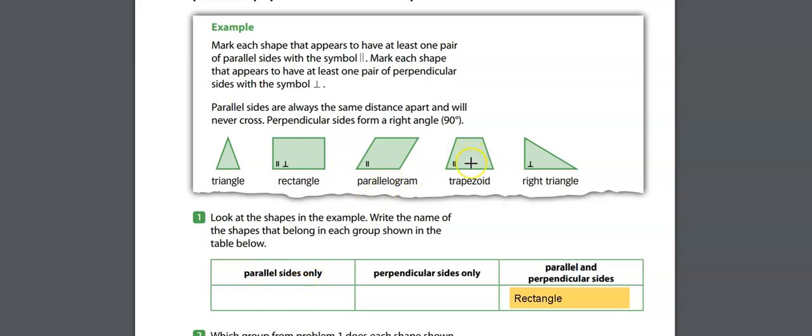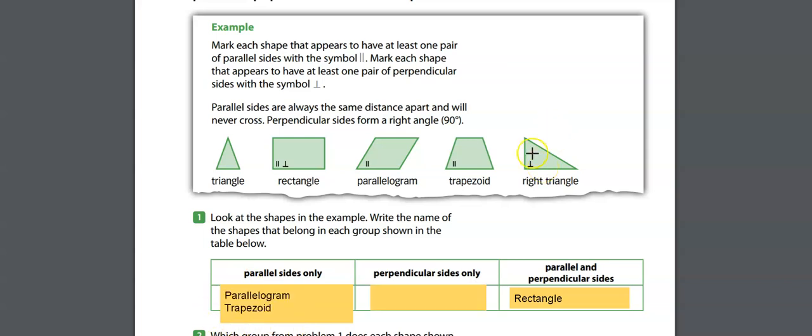Now let's take a look at our trapezoid. I have one pair of parallel sides. They do not cross. And I have another pair of parallel sides that do not cross. And all of my angles are not perpendicular because they do not make a 90-degree angle. So both my parallelogram and my trapezoid will go in my parallel sides only box. So let's go ahead and we're going to write that down now. Make sure you press pause and write it in your space below.